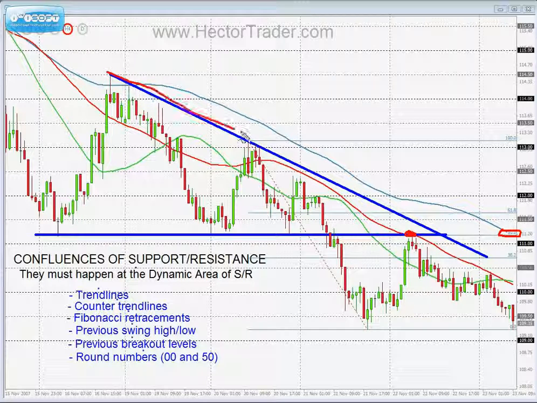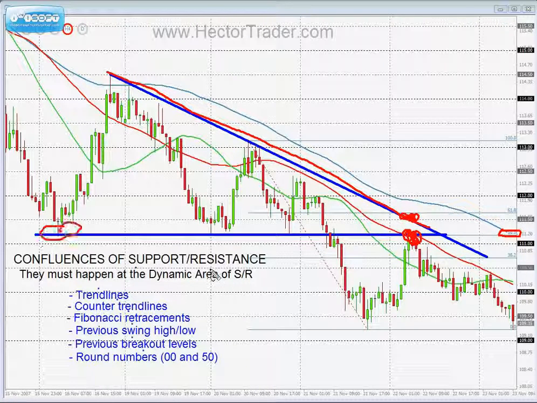The trend line, well, not quite there. It's actually about 30-40 pips above there. Markets are not perfect, but in any case, this is not that close. So we cannot really count the trend line within this confluence. It's a little bit too far away, in my opinion.